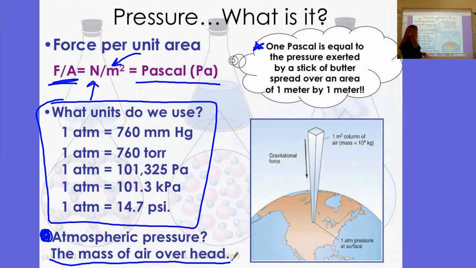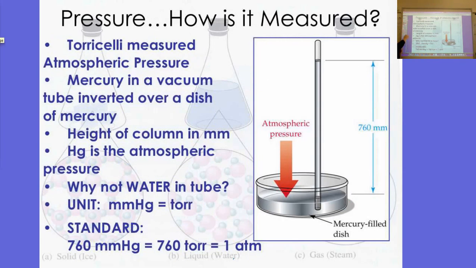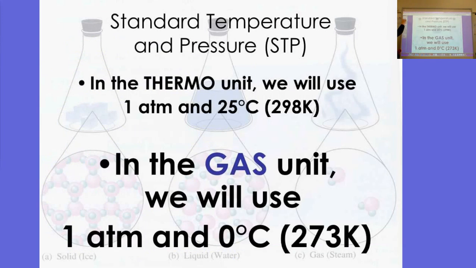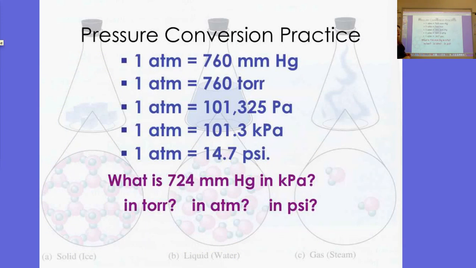So how are we going to use these conversions? We go back to our FLM. I'm going to skip a couple slides and then come back to it. How are we going to convert these things? Well, I'll do this first one for you. What is 724 millimeters of mercury? Convert that into kilopascals.